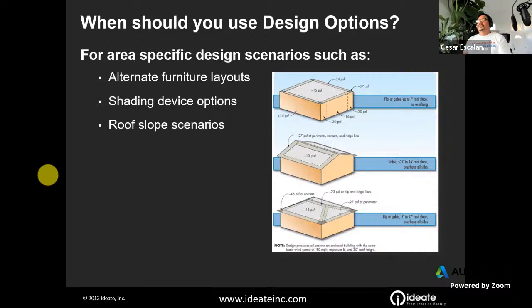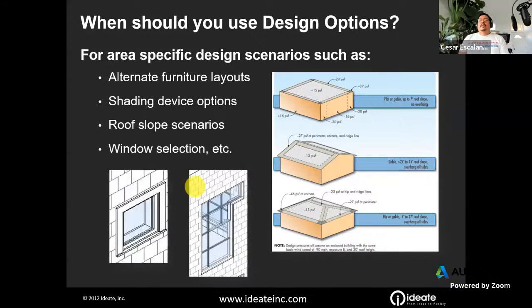This has roof slope scenarios, but to be honest, and I didn't ignore this, I don't agree with this anymore. I think if you're gonna have different exterior envelopes, then it's better to have different models. Different window types with the same footprint, that will be a good use of design options.